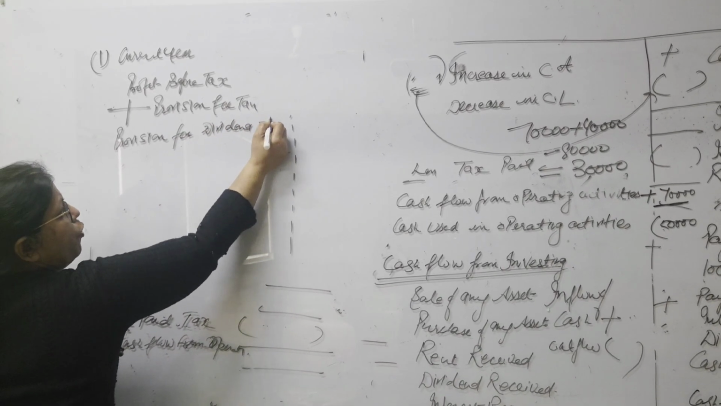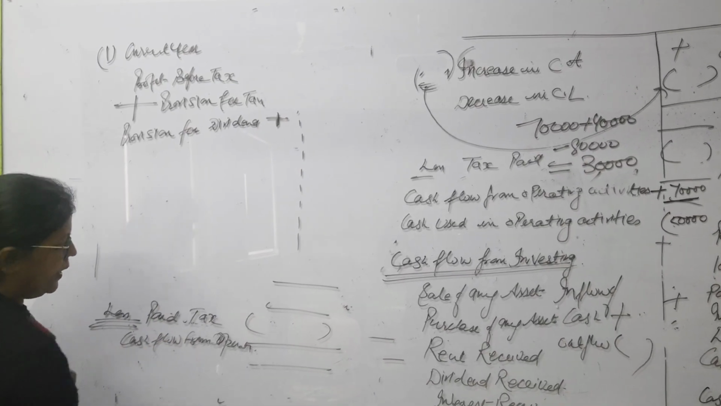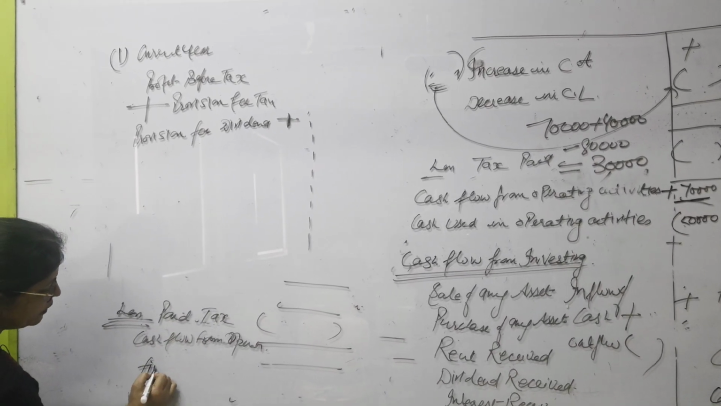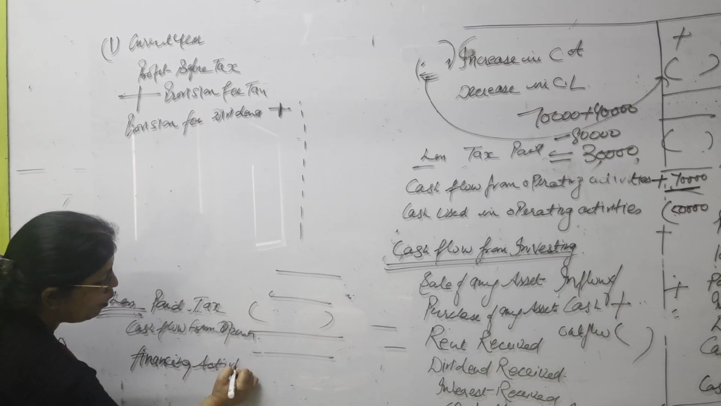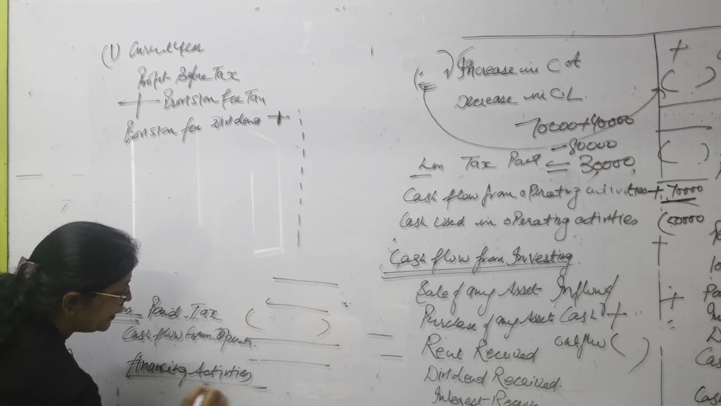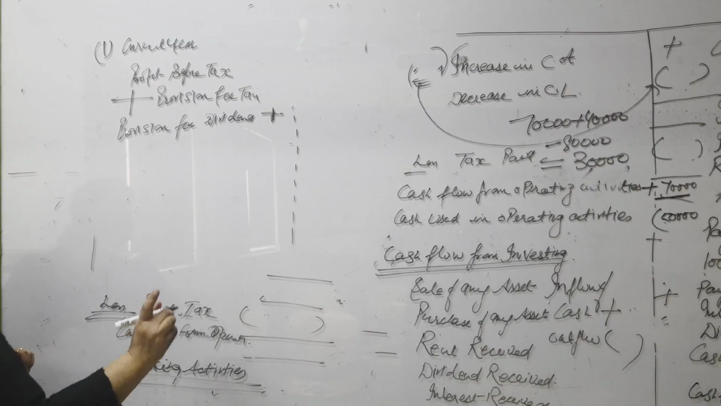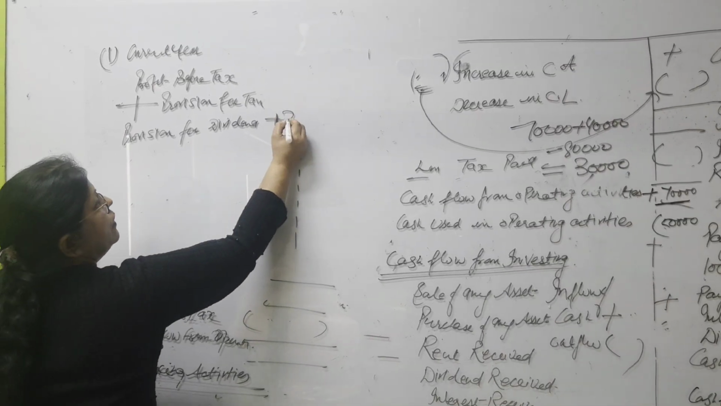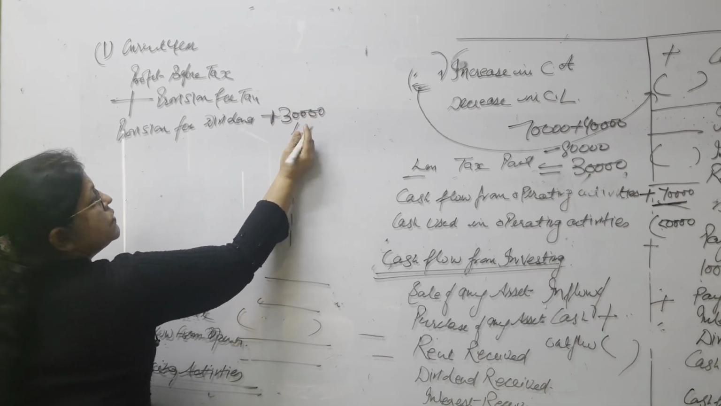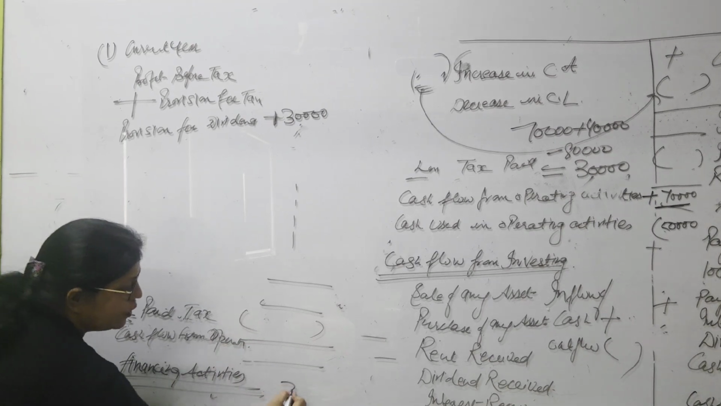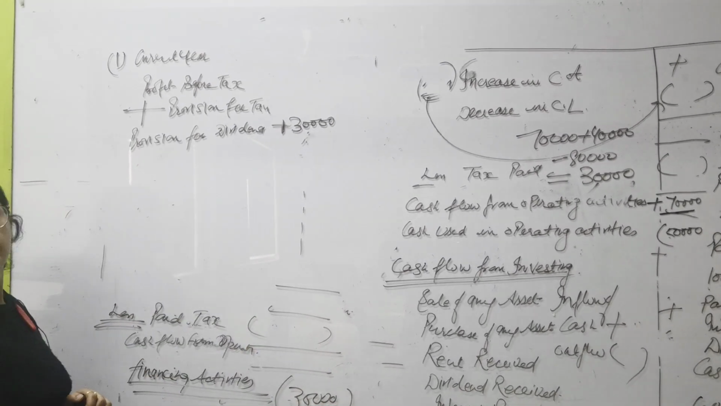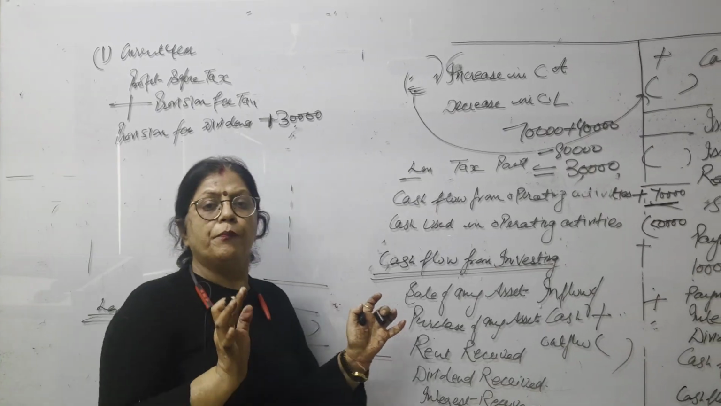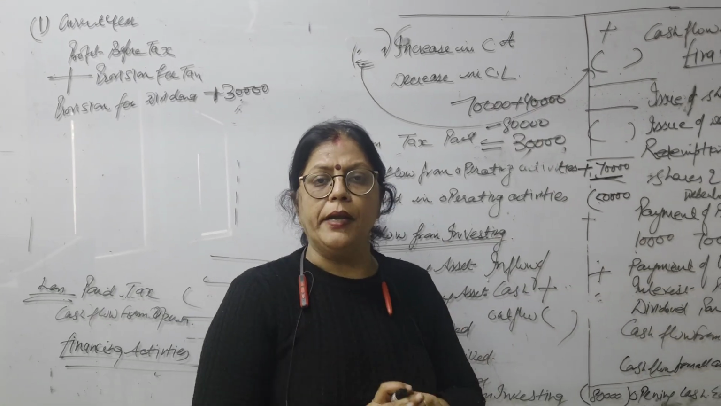And in case of proposed dividend, current year provision for dividend or proposed dividend will be added to profit before tax and last year dividend will not be included in any other activities. It will be contingent. Current year proposed dividend will be added to operating and also deducted from financing. This is our pro forma of cash flow statement.